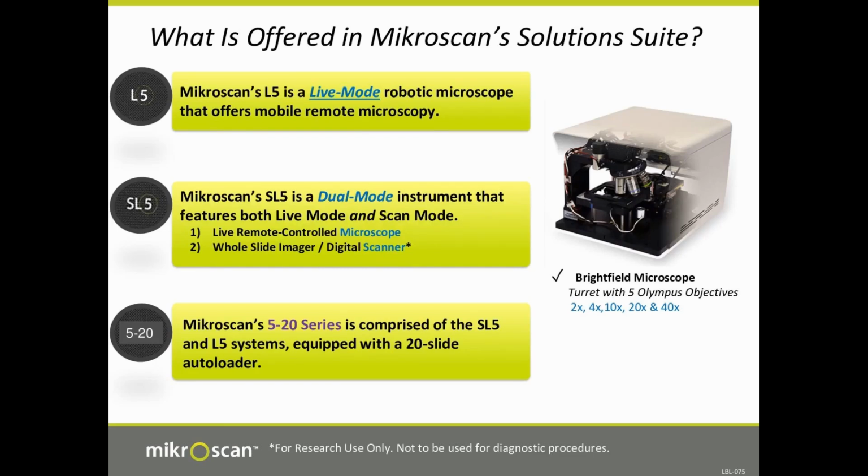And if you see the picture here, inside the box it looks just like a microscope. There's 5 Olympus objectives: 2, 4, 10, 20, and 40x. And so when you're looking in live mode, you're not digitally zooming in and out. You're actually changing the objective turret, and you can focus up and down in real time.